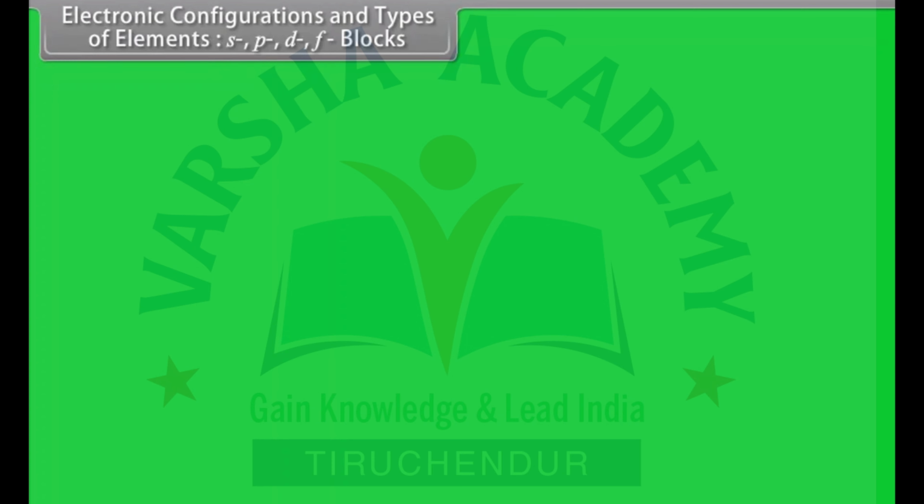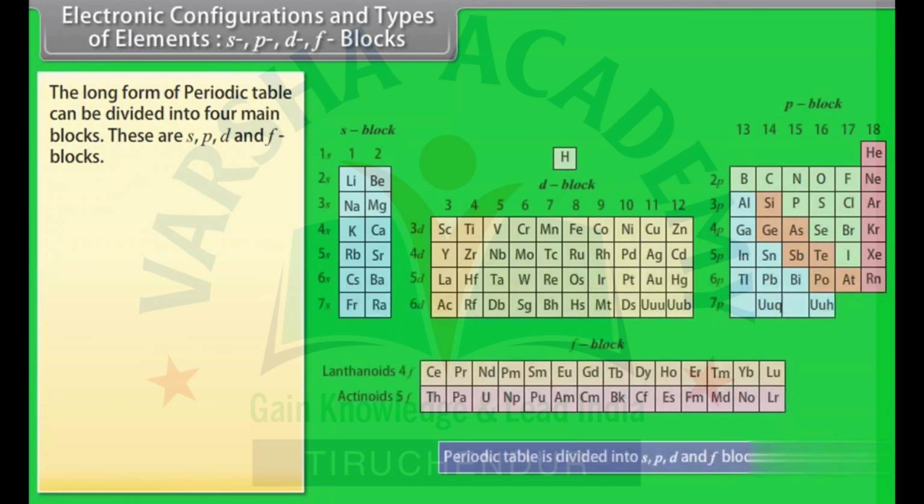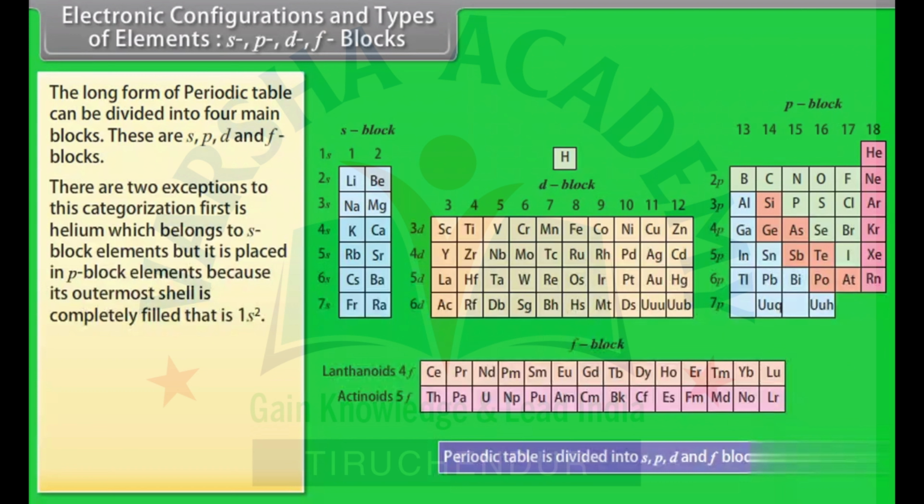Electronic configurations and types of elements. S, P, D, F blocks. The long form of the periodic table can be divided into 4 main blocks. These are S, P, D and F blocks. There are 2 exceptions to this categorization. First is helium, which belongs to S block elements, but it is placed in P block elements because its outermost shell is completely filled, that is 1s2.